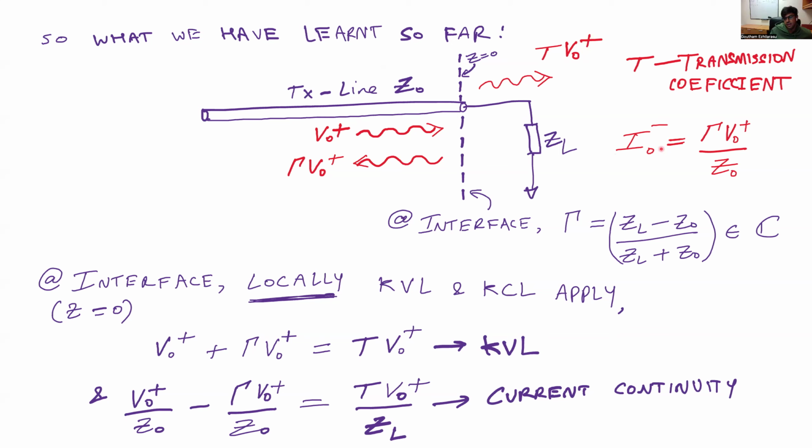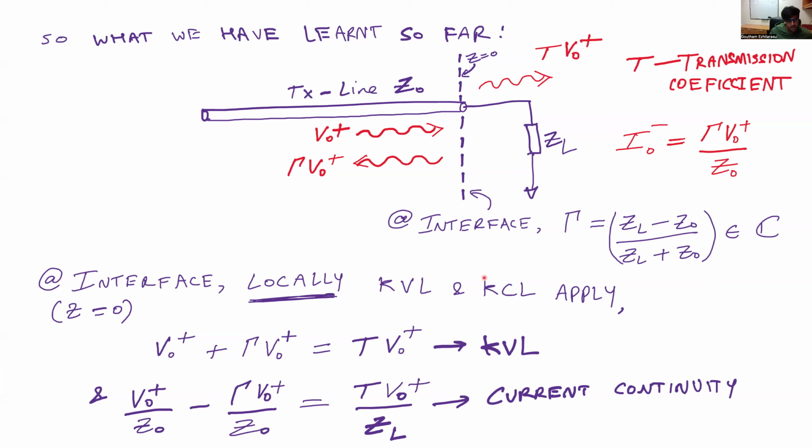The reflected current wave is just going to be gamma times the amplitude of the incident voltage wave over Z naught, as we've seen earlier. And obviously at the interface, because you're going to have two different impedances, the characteristic impedance of the transmission line, which is Z naught, and the load impedance ZL, at the interface, you can define this so-called complex reflection coefficient, which is ZL minus Z naught over ZL plus Z naught. This symbol here just means it's an element of the complex plane.